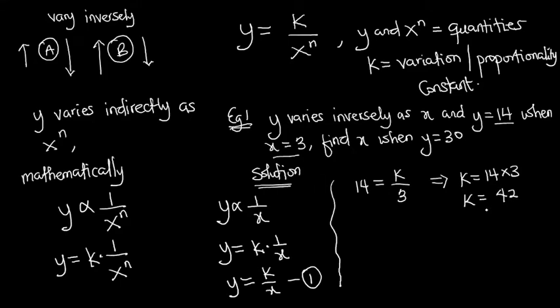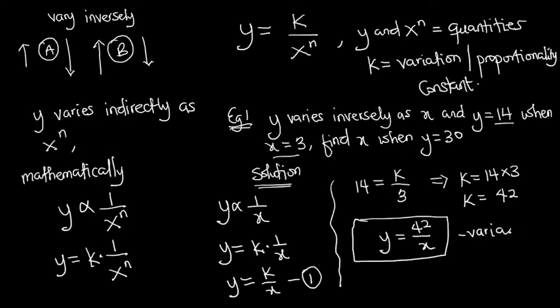This means that the relationship between y and x, which is the inverse relationship, is written mathematically as y is equal to 42 on x. So this becomes our variation equation.